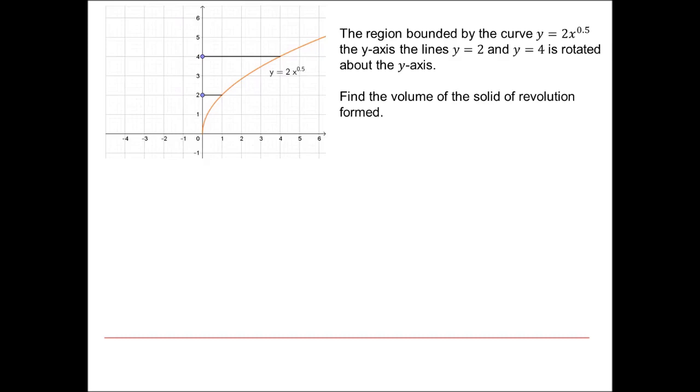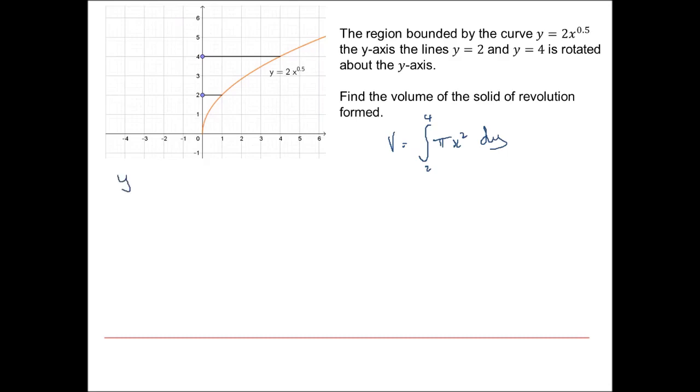So here we're asked to find a volume of revolution when the curve y equals 2x to the power 0.5, or 2 root x, is rotated about the y-axis, and we're looking at from y equal to 2 up to y equal to 4. So the volume will be equal to the integral from 2 up to 4 of pi x squared dy.